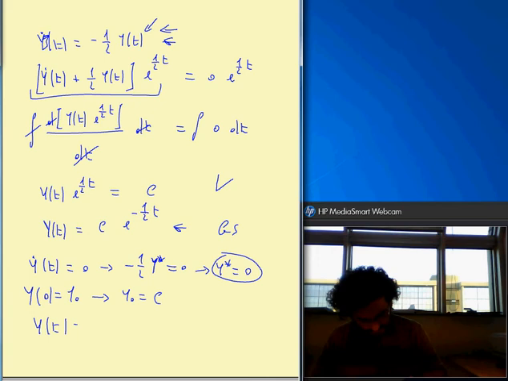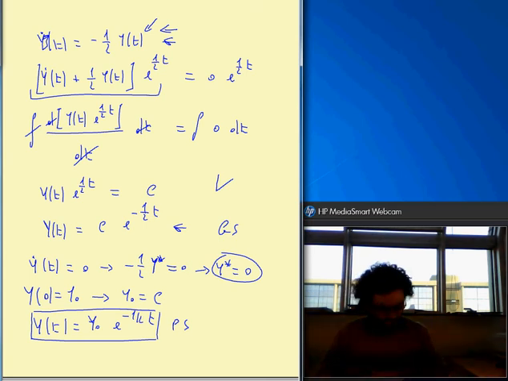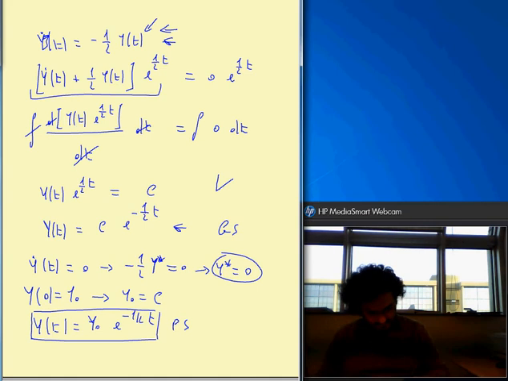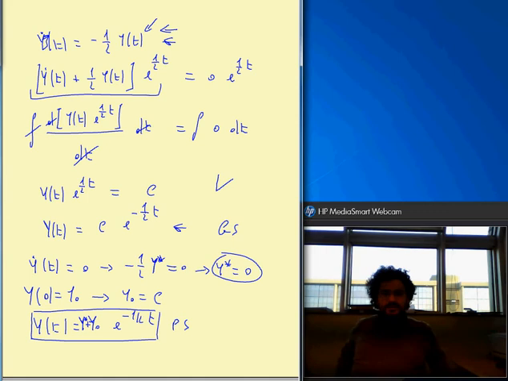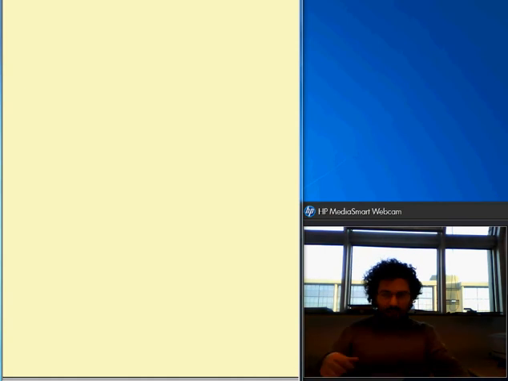In this case, the steady state solution is 0. So this can also be written as y star plus y0 e to the power minus 1 half t, because y star is equal to 0. Now, if we want to check the stability of our steady state solution, there are two ways. In particular, we can write again the particular solution, which is y t equal to y star, which is 0, plus y0 e to the power minus 1 half t.